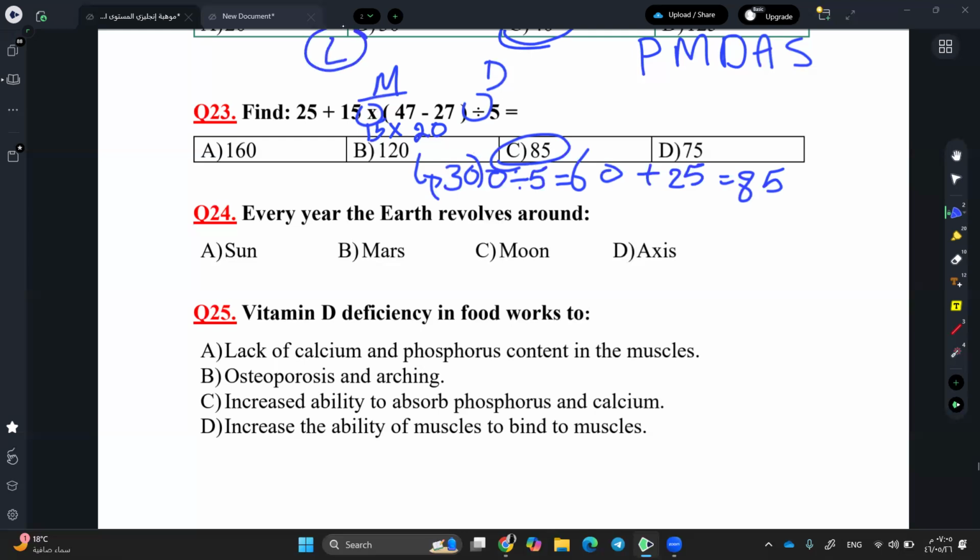So if it's division and multiplication, you're going to do the one that is on the left side, or subtraction with addition, you're going to do the one that is on the left, okay?